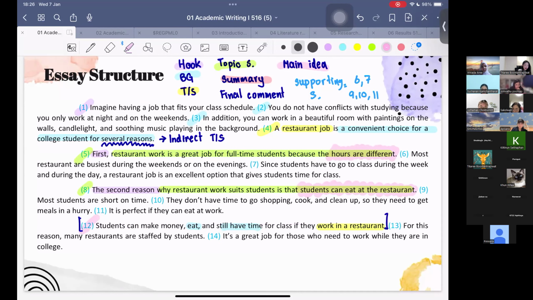Lastly, sentence number 13. Sorry, 13 and 14 would be the sentences that show the final comment: For this reason, many restaurants are staffed by students. It is a great job for those who need to work while they are in college. Some might say this is a suggestion, recommendation, or opinion.